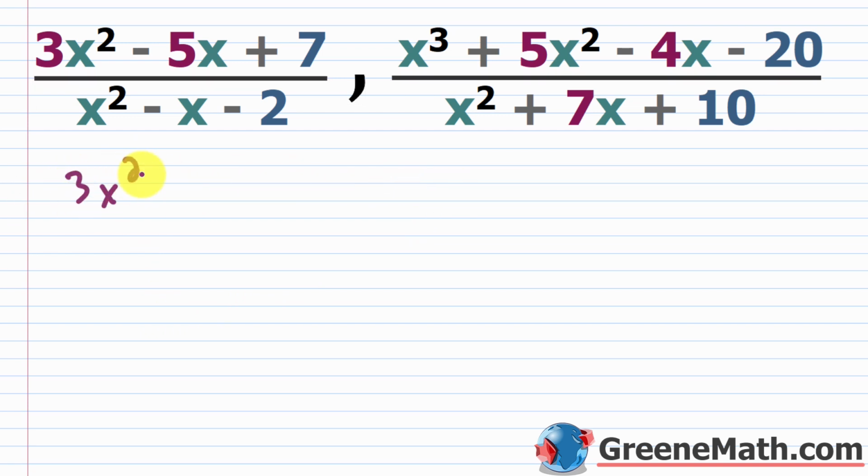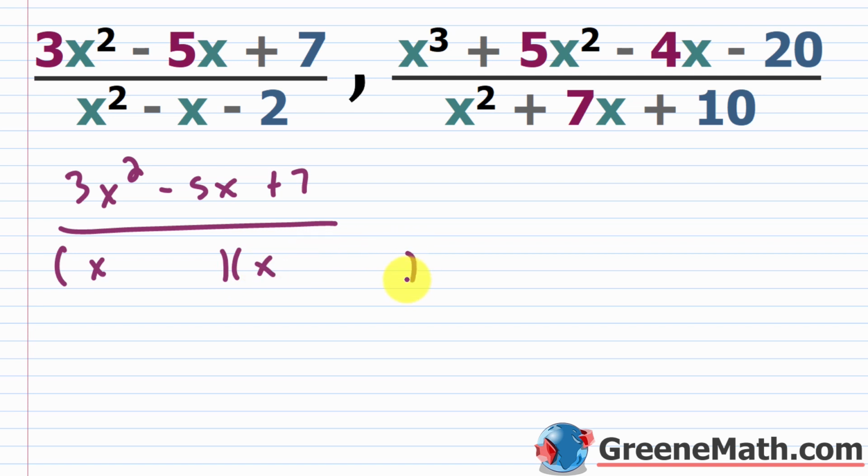So we'd have 3x squared, then minus 5x plus 7. Can't do anything with that. This right here is x here and x here. So this is a negative 1. So give me two integers whose sum is negative 1 and whose product is negative 2.